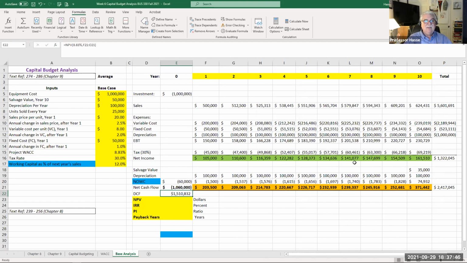$832. In other words, our cost of capital is discounting this $2.4 million that we're going to be receiving in the future to what is its true value today. And our net present value is the difference between that discounted cash flow and the investment of year 0. Answer number 1, our net present value is $450,832.